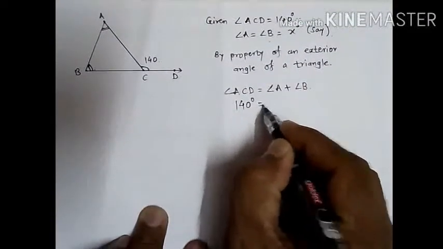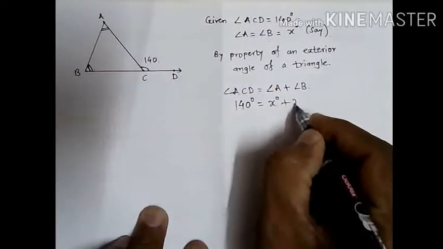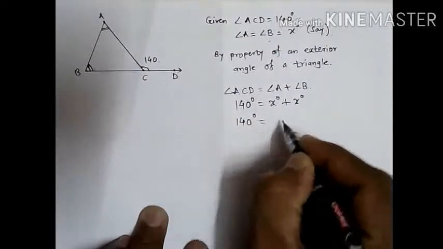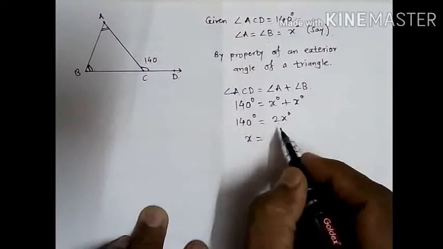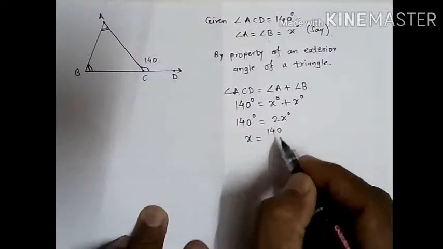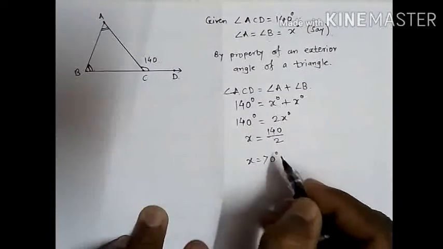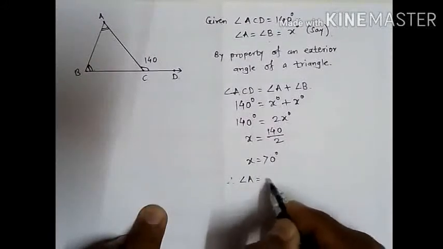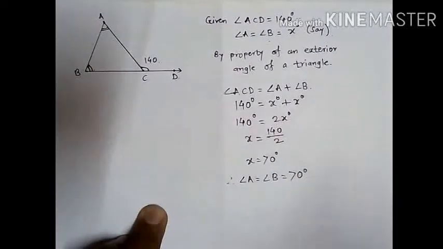140 degrees is equal to angle A, that is x, plus angle B, that is x. Therefore 140 degrees is equal to 2x degrees. Therefore x is equal to 140 divided by 2, that is x is equal to 70 degrees. Therefore the measure of angle A is equal to the measure of angle B is equal to 70 degrees. In this way we solve this example.